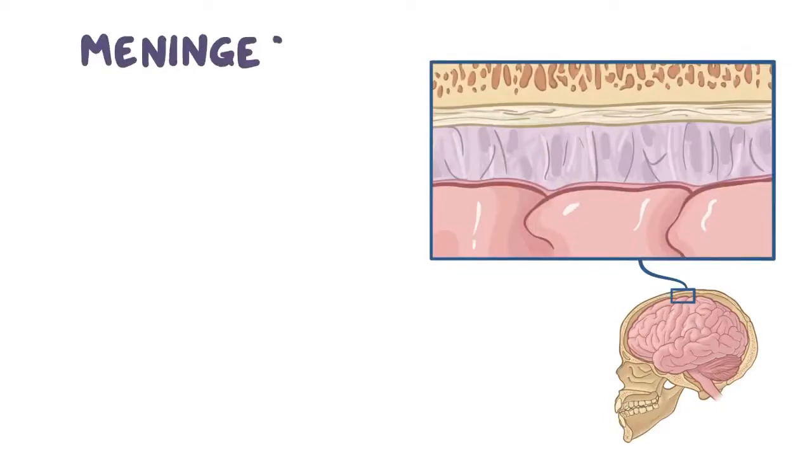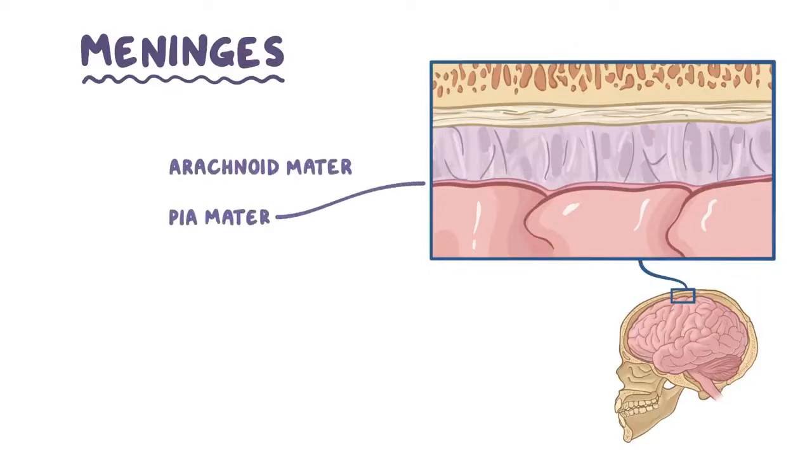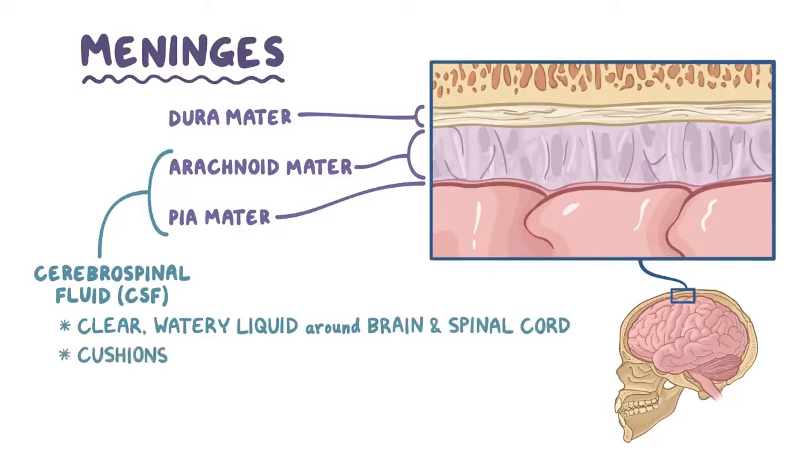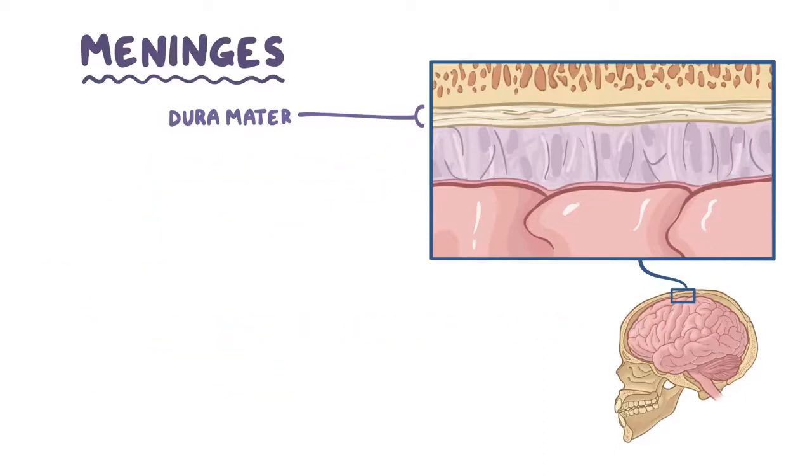Now, zooming in, the brain and spinal cord is covered by the meninges, which are three protective layers of the brain. The inner layer of the meninges is the pia mater, the middle layer is the arachnoid mater, and the outer layer is the dura mater. These first two, the pia and arachnoid maters, form the subarachnoid space, which houses the cerebrospinal fluid, or CSF. CSF is a clear, watery liquid which is pumped around the spinal cord and brain, cushioning them from impact and bathing them in nutrients.